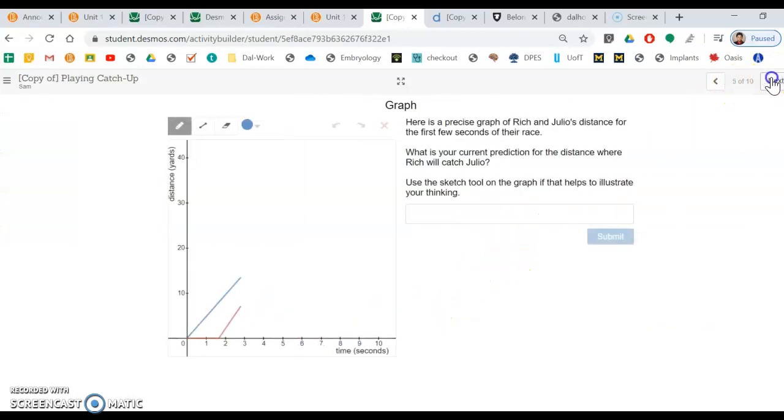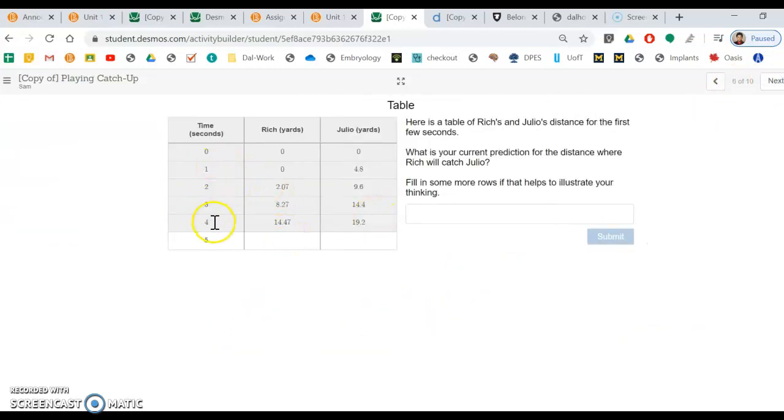Make sure you create a table. So these are three levels: first you create an equation, then you have a table, then you try to create a graph.